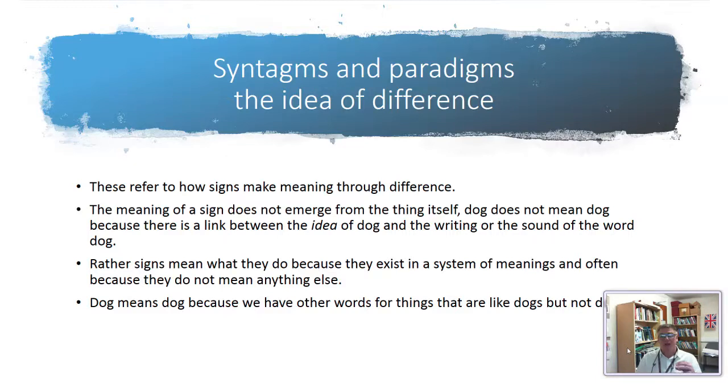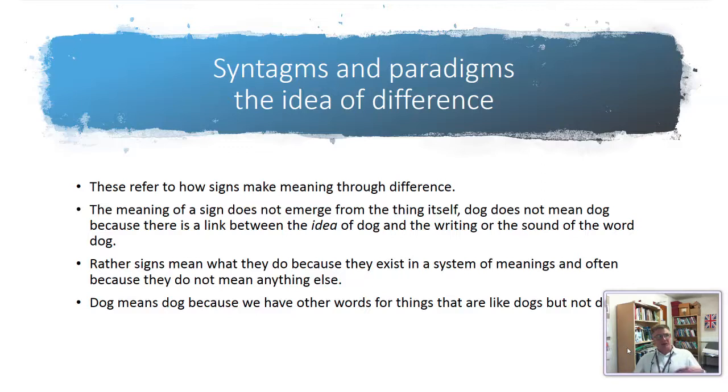Okay, so dog doesn't mean dog because there is somehow a link between the idea of dog and the writing of dog. It's only our association. Rather, signs mean what they do because they exist in a system of meanings, and often because they do not mean anything else. That's a little bit of a weird thing. But if you think of the word dog, dog means dog because we've got other words for things that are like dogs but not dogs.